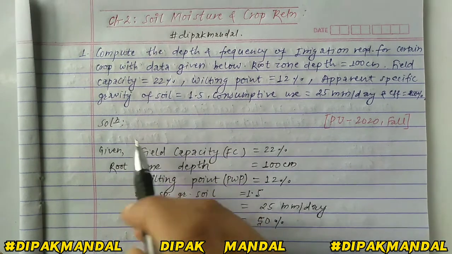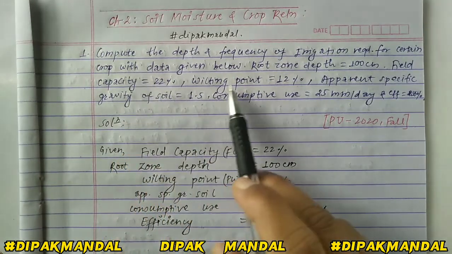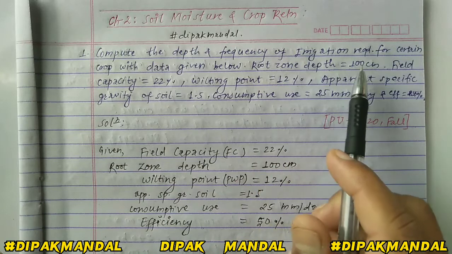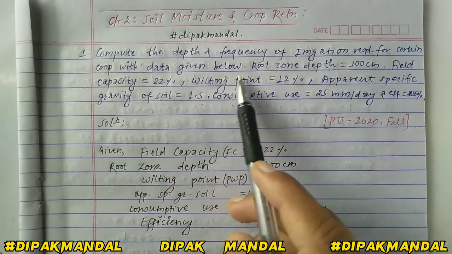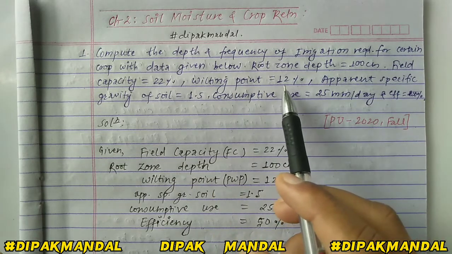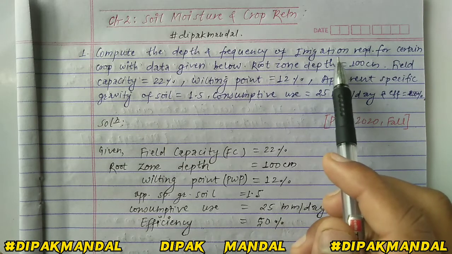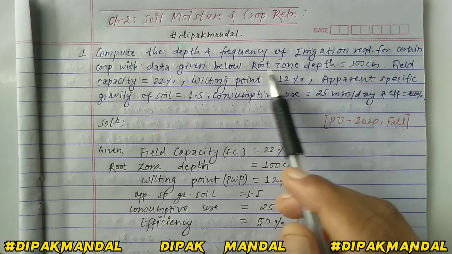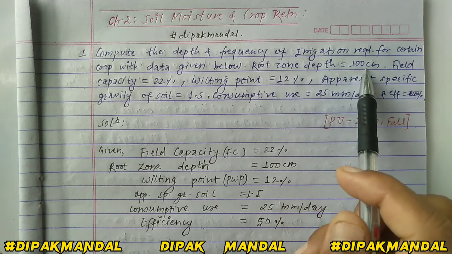Okay, so let's see the question. Compute the depth and frequency of irrigation required for a certain crop with data given below. We have been given some data and we have to determine the depth and frequency of irrigation. Okay, and the given data is root zone depth equal to 100 cm.